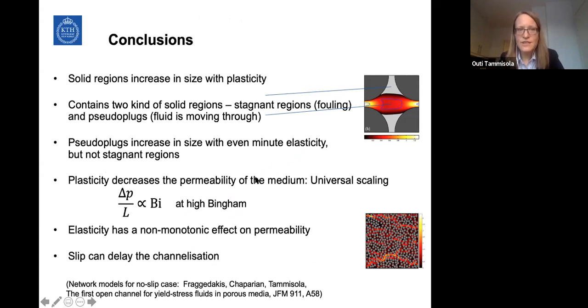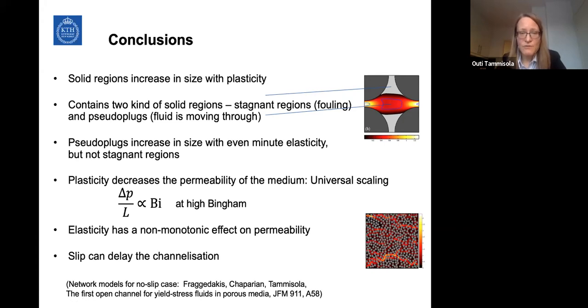Obviously we get these solid regions in a viscoplastic fluid, and the solid regions' size increases with the plasticity, when you increase the Bingham number. But we get two different kinds of solid regions: the light gray ones here, which are not moving, which are the stagnant regions, and the pseudo plugs, where the fluid is moving through. And the pseudo plugs are very affected by even a small elasticity, but not the stagnant regions. Plasticity decreases the permeability of the medium. We have the scaling of delta P over L with Bingham number to the power of 1 at high Bingham numbers. And then elasticity finally has a non-monotonic effect on permeability.